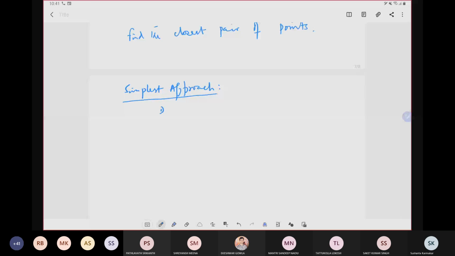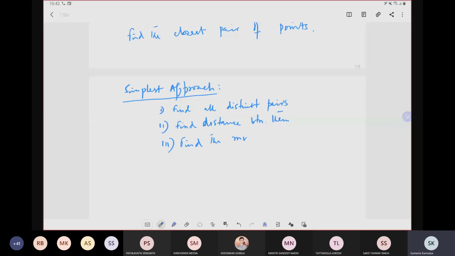Find all pairs, all distinct pairs. Then find distance between them. And then find the minimum. This is the simplest approach. So find all the distinct pairs.